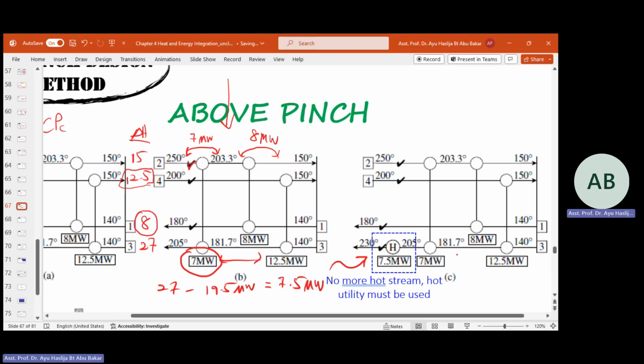So now stream 3 has enough, 27 megawatt, in order to achieve the T target, 230.